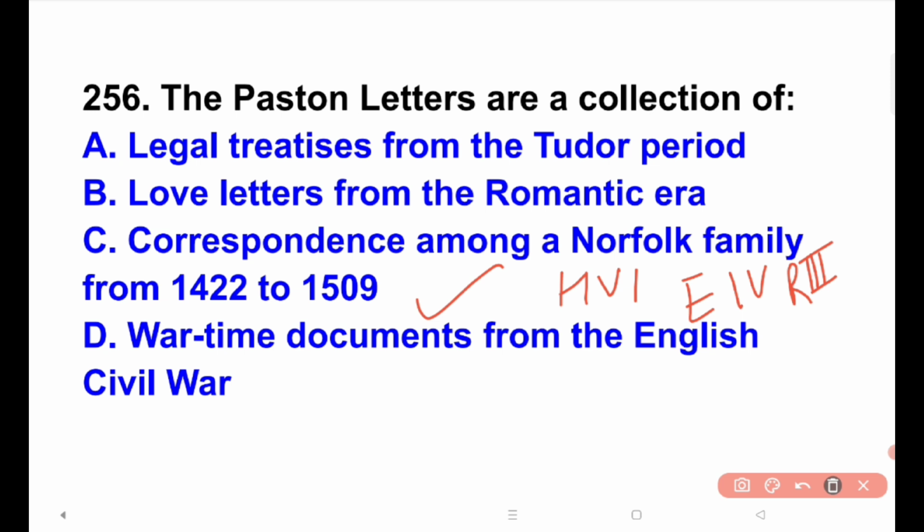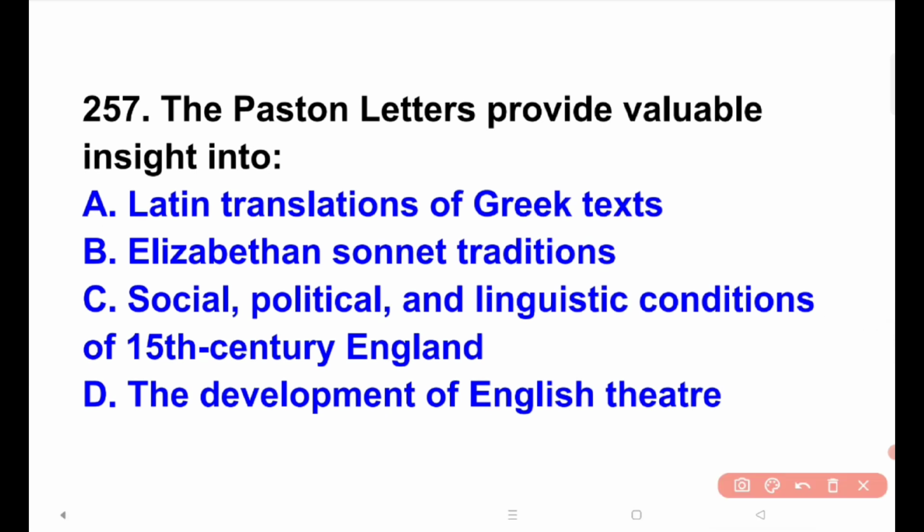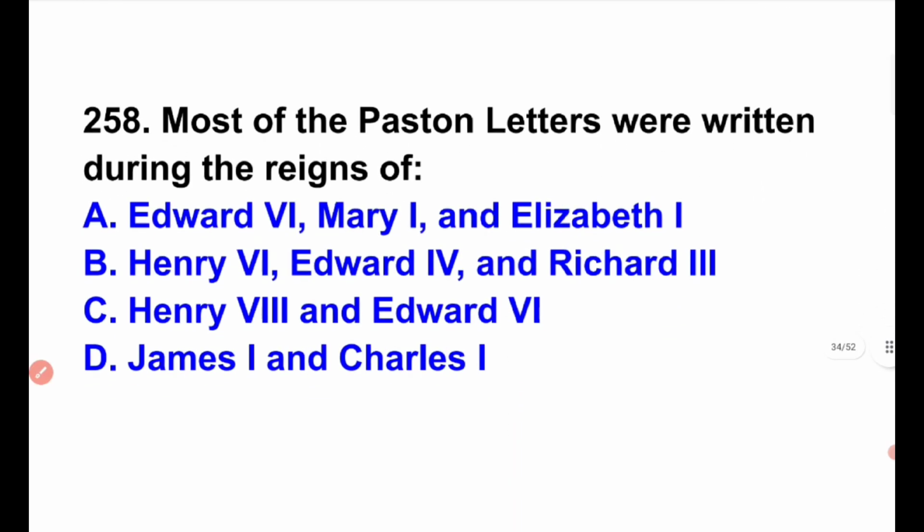Next, the Paston letters provide valuable insight into option C, the social, political, and linguistic conditions of 15th century England. They are primary sources for historians and linguists. Next, most of the Paston letters were written during the reigns of Henry VI, Edward IV and Richard III.